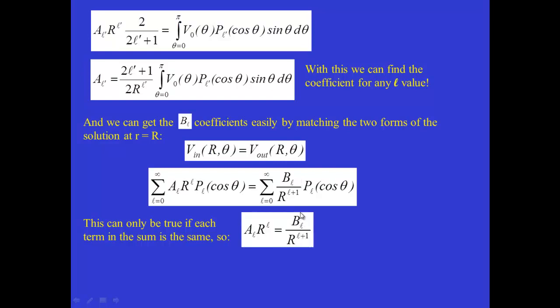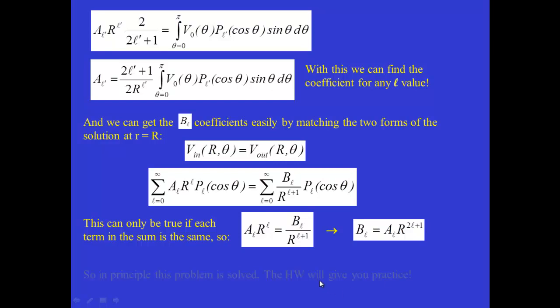So I just take those two expressions. On the left, that's V in, but I've substituted in little r equals big R. On the right, I have V out. I substituted little r equals big R. And then what I have with this infinite sum is that the only way the two sums can be equal is if they're equal term by term. Each term in the sum has to be the same. Again, this is a property of the orthogonality of the Legendre polynomials. So if that's the case, then A sub L, R to the L, has to equal B sub L over R to the L plus 1. And I'm going to solve now for B sub L. What I get is B sub L is A sub L, capital R, to the 2L plus 1.